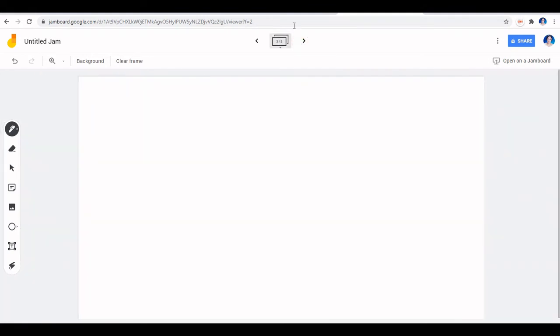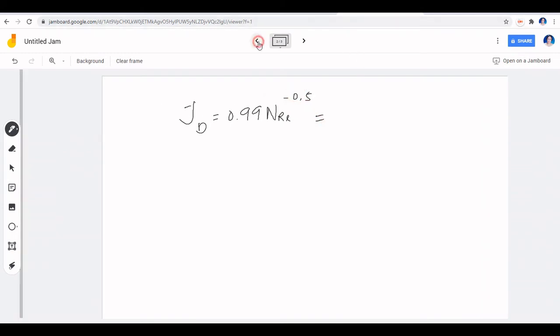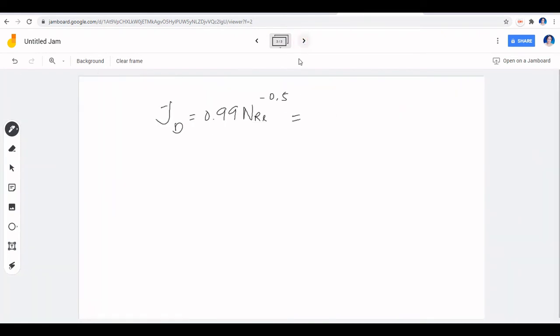So next would be the expression for the J sub D. The appropriate J sub D will be 0.99 times the Reynolds number raised to negative 0.5. If we substitute the Reynolds number that we got here, the 17,000, your answer should be 0.00758. But nonetheless, this does not yet give us the K sub C prime which we're looking for.